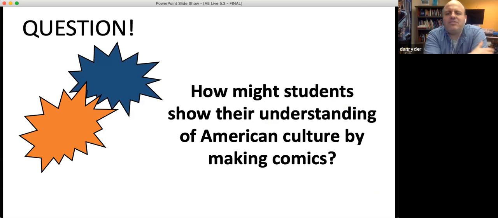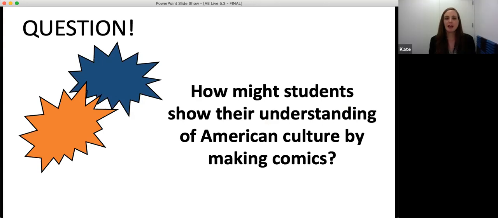There we go. How might students show their understanding of American culture by making comics? Great. So what do you think, everybody? In our English language classrooms, often we are sharing ideas about American culture as well as teaching English. So what are some ways that you can think of that comics might help enhance this process for your students? How could you ask your students to show what they know about American culture by using comics?